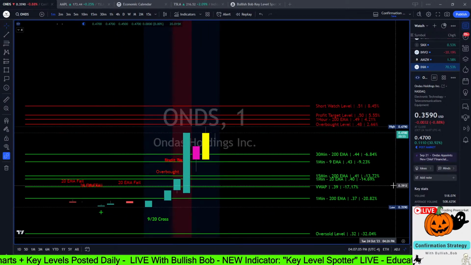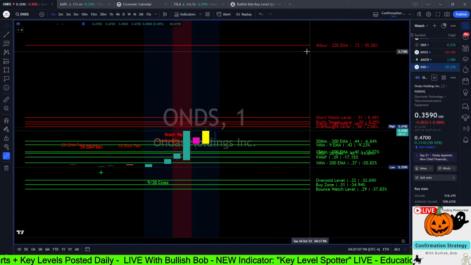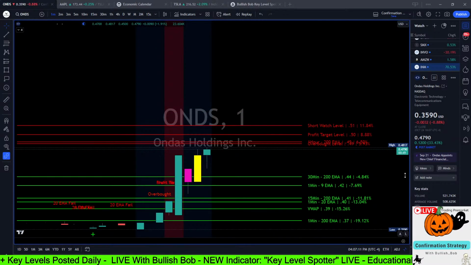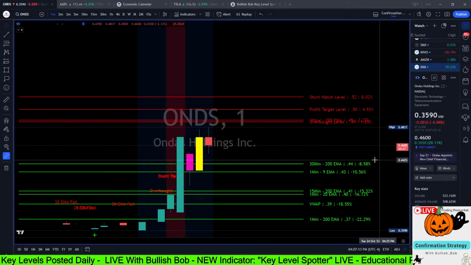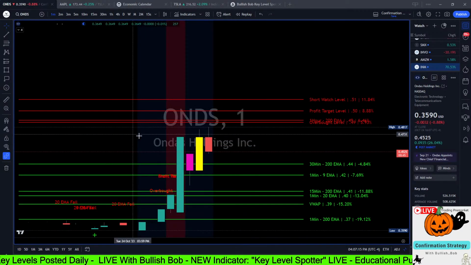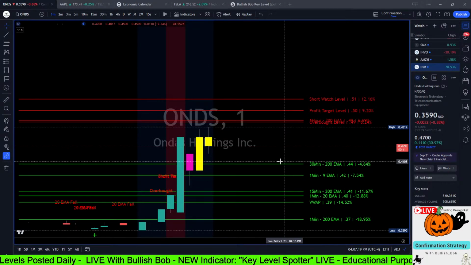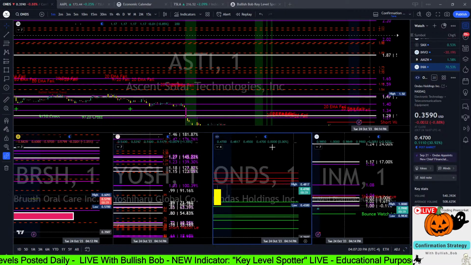All right, this is the key level spotter here. I don't see anything. There's a 4-hour 200 EMA at 73 cents. So maybe that's reaching for a high goal there. 1 hour 200 EMA here at 49 cents. So she should see some pressure here at this 50-cent level. We'll see what it does.